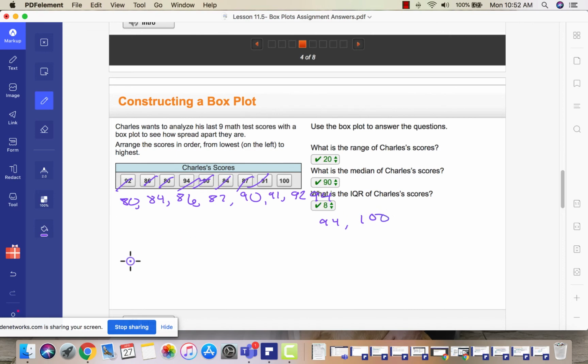All right, so then we need to find our median. So I'm going to find my median.